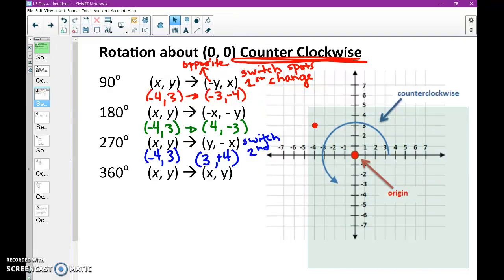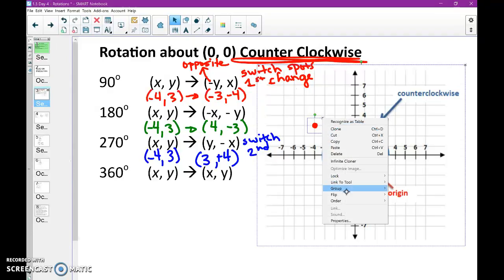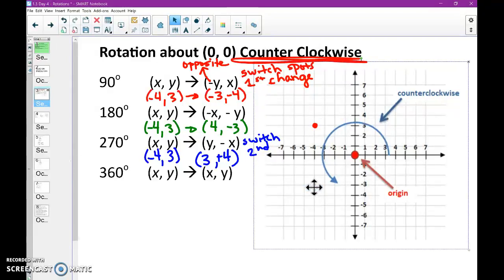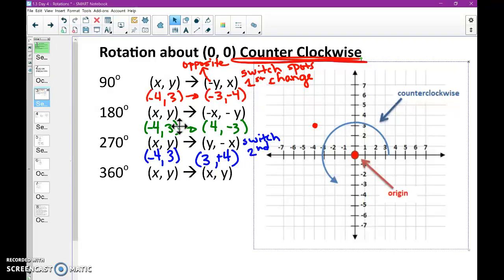Let's see if we can experiment with this a little bit. There we go. Okay. So what I'm doing is I'm grouping these together so that when I rotate it, it will turn with it. Now, that's one option you can do, is you can follow these rules to rotate. What other thing you can do is literally rotate your paper. Now remember, we're always going counterclockwise, so you're always going to turn your paper to the left.